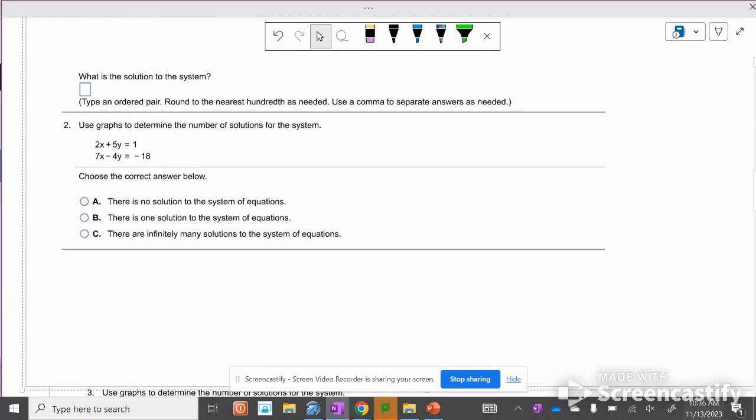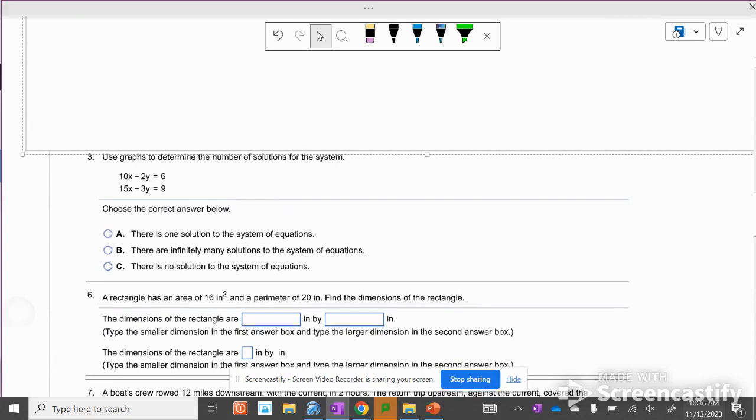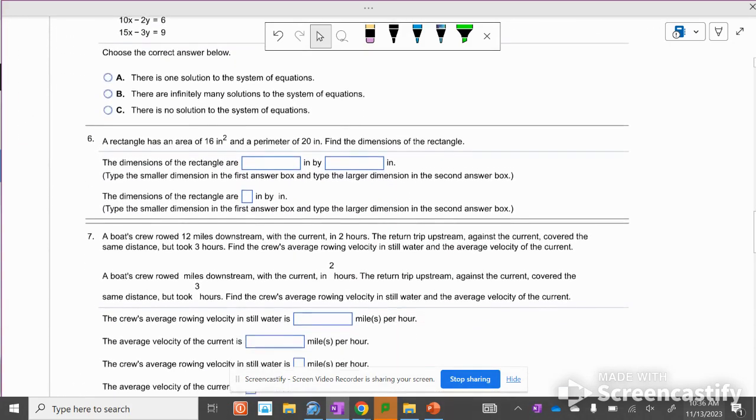I guess they didn't ask where they crossed. Okay? So you can do a couple of these on Desmos.